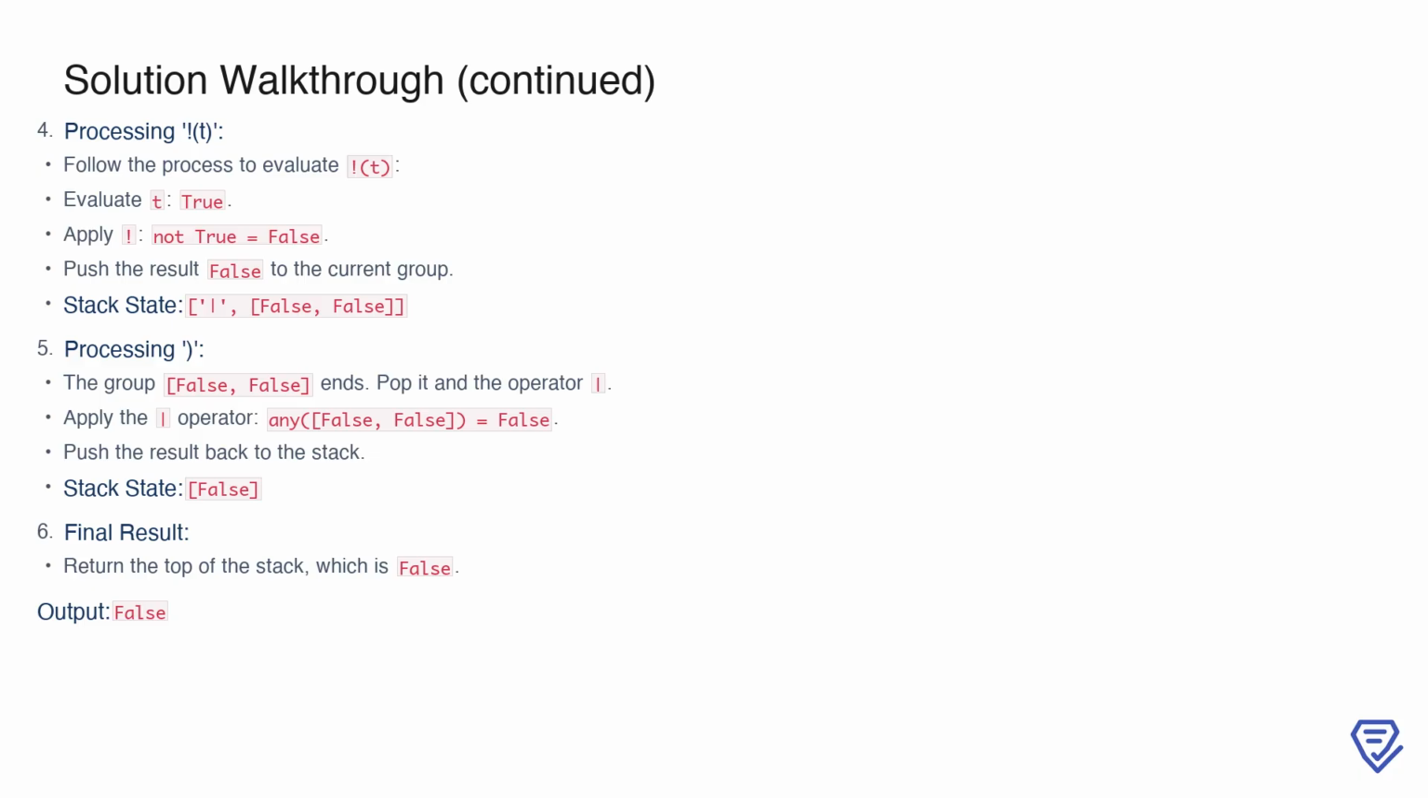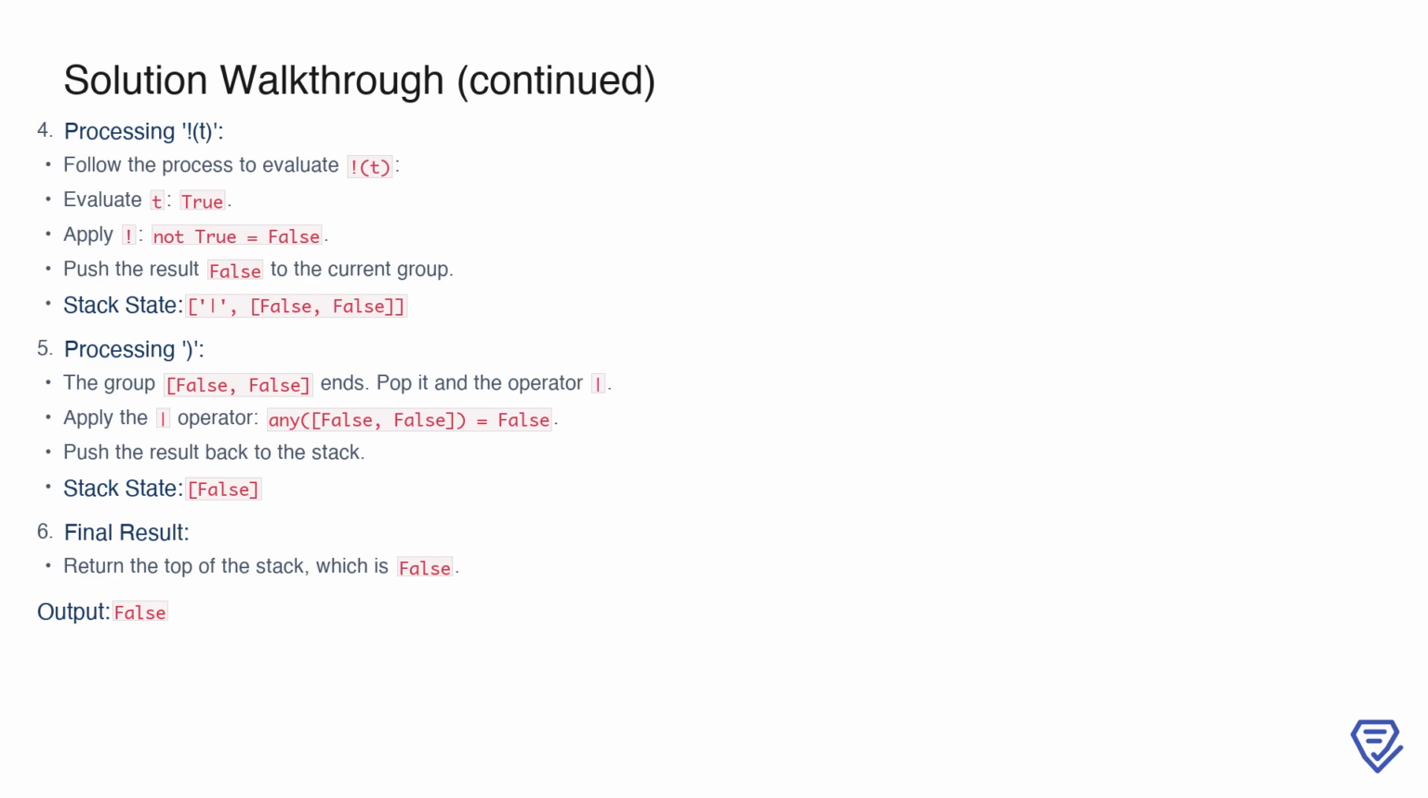The t character is evaluated as true, and the ! operator is applied, resulting in not true, which is false. This result is added to the current group, which now contains false, false. When the closing parenthesis is processed, the group [false, false] is popped along with the | operator.